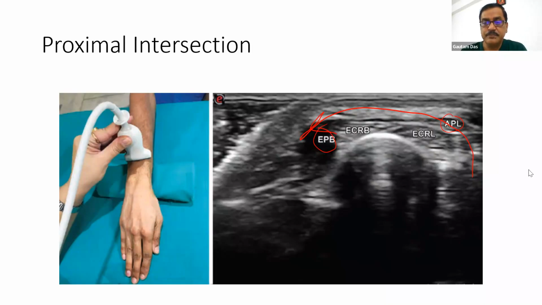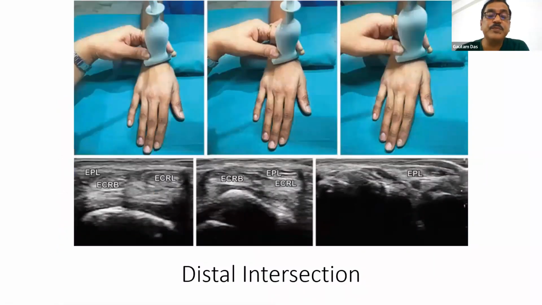And then the distal intersection. Distal intersection, again, we can see in two ways. We can follow these two tendons and we will see that the extensor pollicis longus is gradually going over this, or we can do it the other way as well. We can follow the extensor pollicis longus more distally, where you will see that it is crossing over the extensor carpi radialis longus and brevis, and that is the area for distal intersection syndrome.